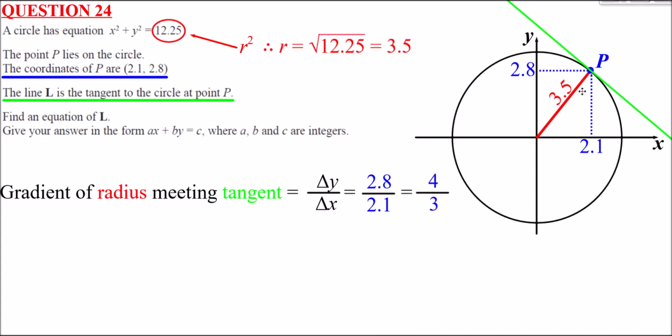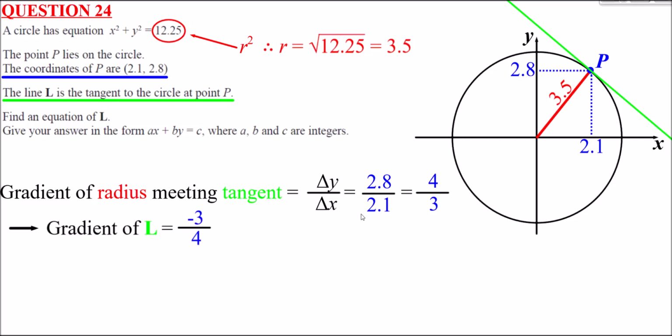Now, the gradient of the tangent, L, will be the negative reciprocal. Remember, if one line is perpendicular to the other, the gradient of the line perpendicular to it is the negative reciprocal of the line it's perpendicular to. So, put simply, the gradient of this tangent: flip 4/3 on its head and stick a minus sign in front of it. So in other words, the gradient of L is going to be minus 3/4. Flip it on its head to get 3/4, stick a minus sign.